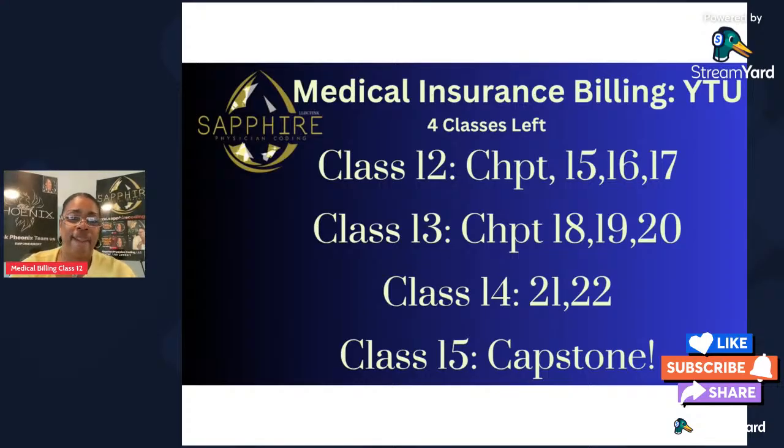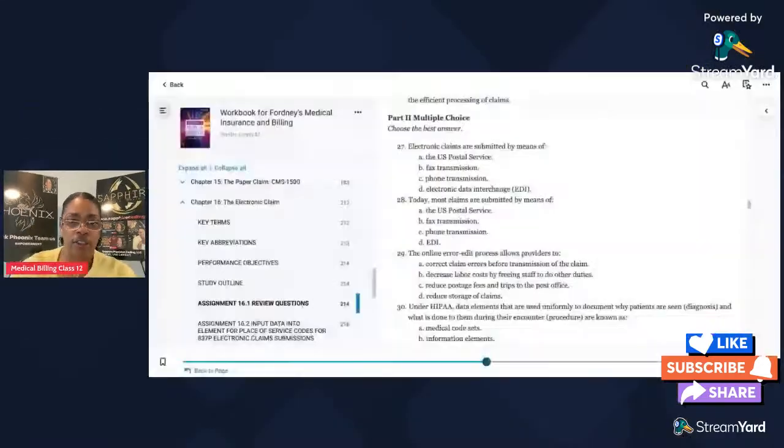Okay. So you see this right here? This is an open and close question. This is what I mean when I say open and close. You see how the answer is in the question. Electronic claims are submitted by means of. It's electronic.